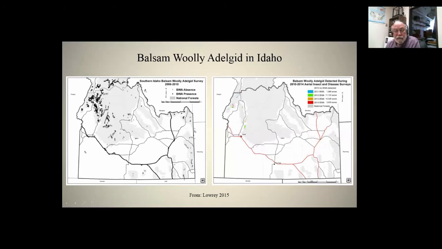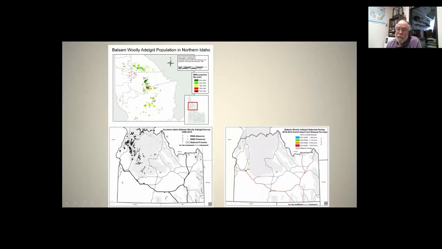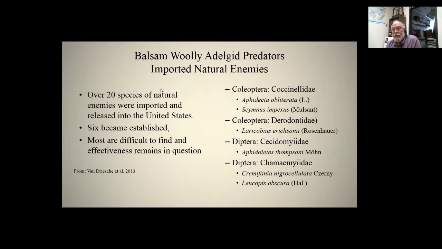Now, one thing I did, and I hope this came out okay, don't know how well it's going to be visible to all of you on your screens, is I put our work in the north with Laura's maps in the southern part of the state, and you get a pretty distinct movement of the insect moving from the north to the south and from the west to the east. Now, Fred mentioned that dispersal of the insect is predominantly by wind and by mammals, and we're going to get into that in a minute. We think it's predominantly by wind out here.